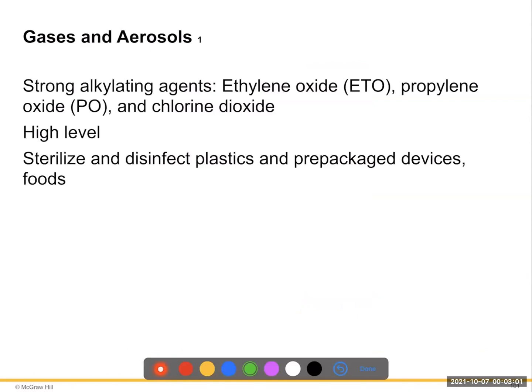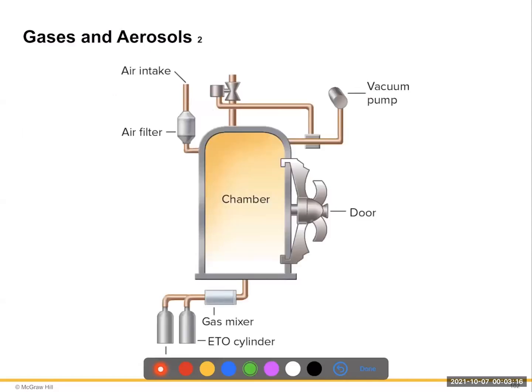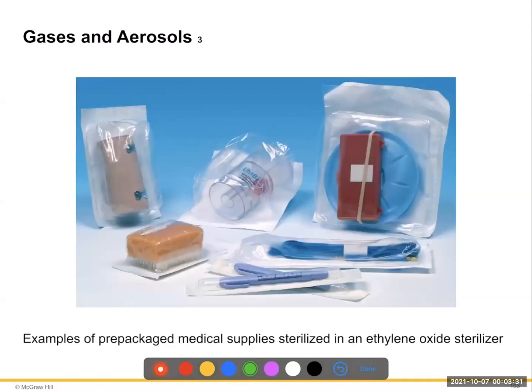Gases and aerosols, strong alkylating agents: ethylene oxide, ETO, propylene oxide, PO, and chlorine dioxide. It's a high level, and it sterilizes and disinfects plastics and prepackaged devices and foods. How we use it is in a chamber, we seal it. We have air coming into that. We use a vacuum pump to force it out once it's done. And we mix the ETO cylinder here, and then a CO2 cylinder there to mix into the chamber and expose the packaging material to that gas. These are the package items that we use, and it's sterilized in the ethylene oxide sterilizer.